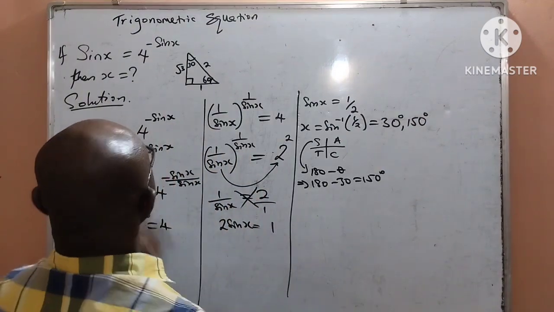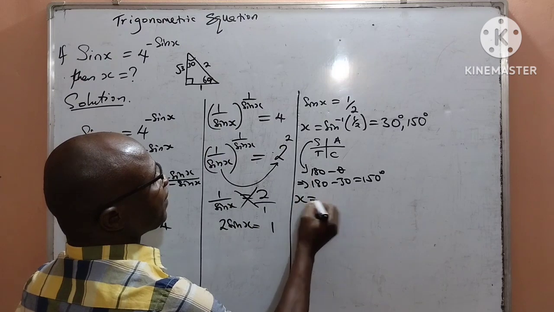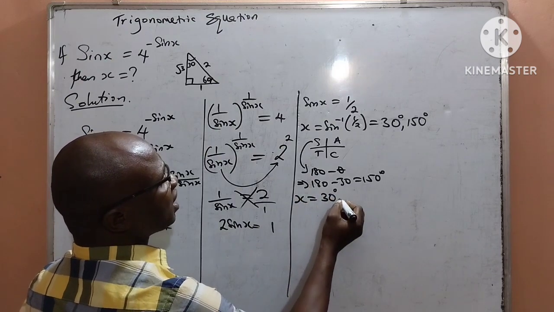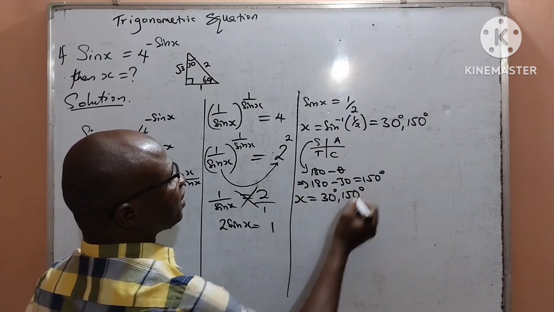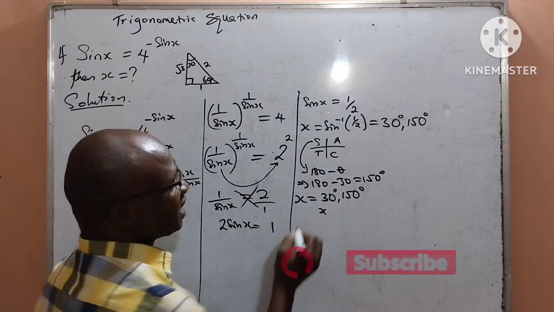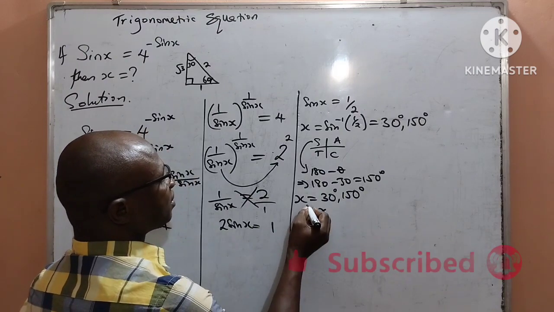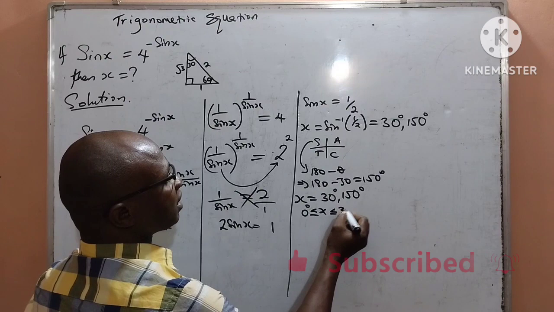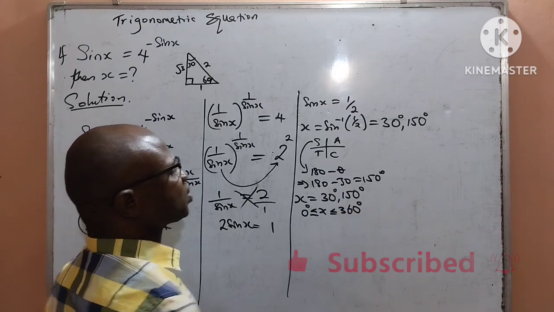Therefore, in conclusion to this video, the values of x are 30 degrees and 150 degrees, for values of x ranging from 0 degrees to 360 degrees.